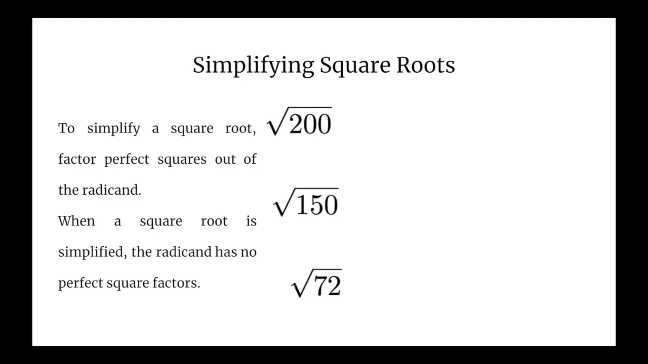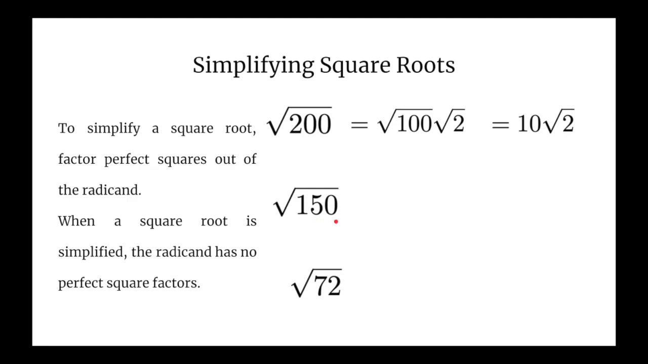To simplify a square root, factor perfect squares out of the radicand. When a square root is simplified, the radicand has no perfect square factors. So what's a square factor? Well, 100 is an example of a square factor. 100 is 10 squared, and we know that 200 is 100 multiplied by 2. So the square root of 200 is equal to the square root of 100 multiplied by the square root of 2. So that's equal to 10 root 2. And now we have simplified the radical.